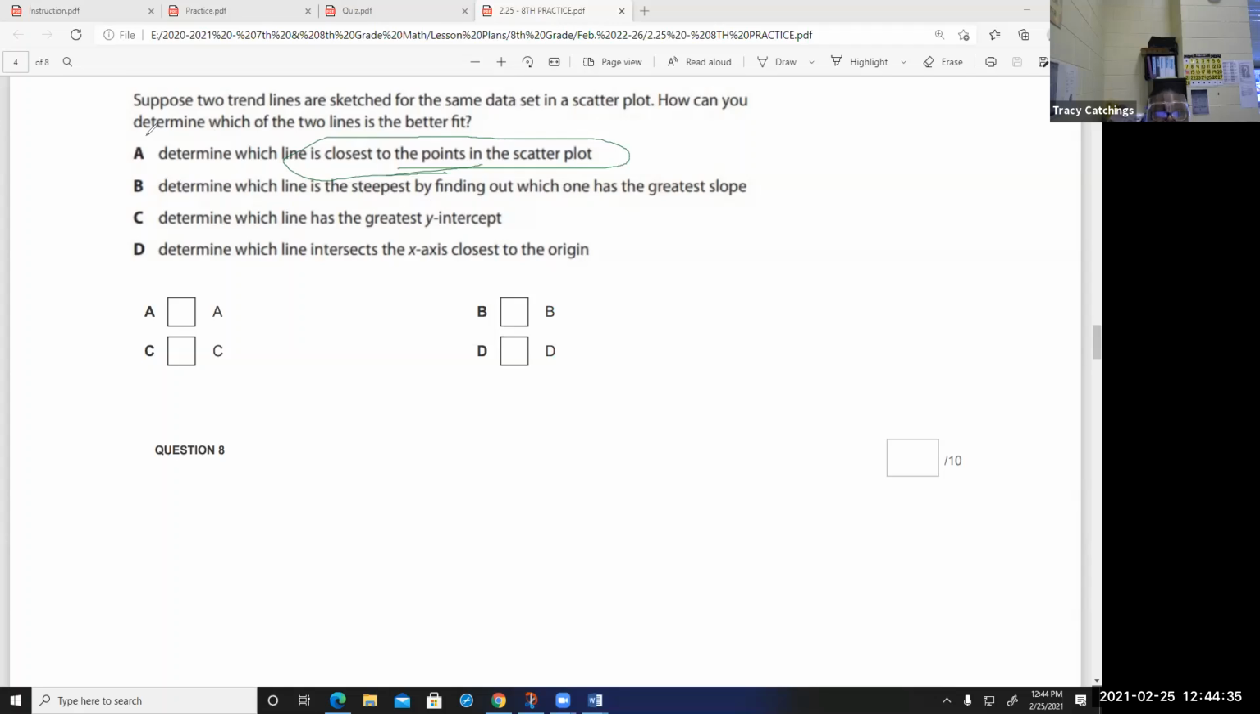All right, Braylon says A as well. B says steepest. Does it matter which one is the steepest? Does it matter which one has the greatest y-intercept? Does it matter where across that x-axis is? Nope. Only thing that matters is it needs to be close to all of the points. Good job.